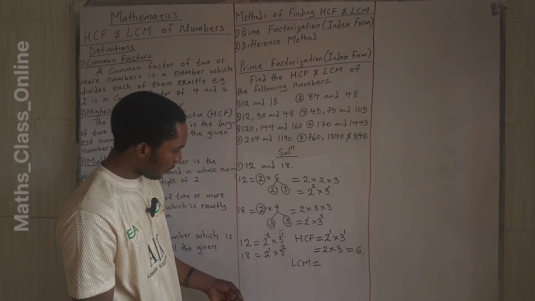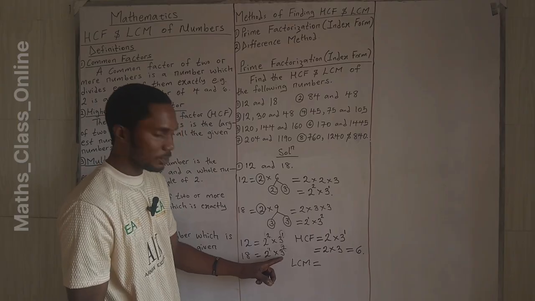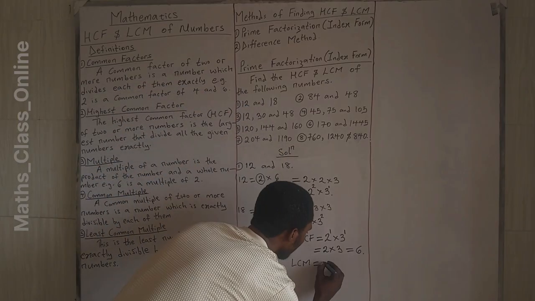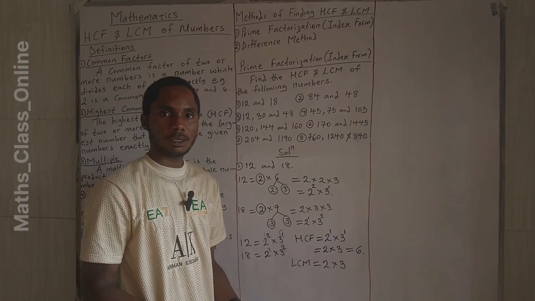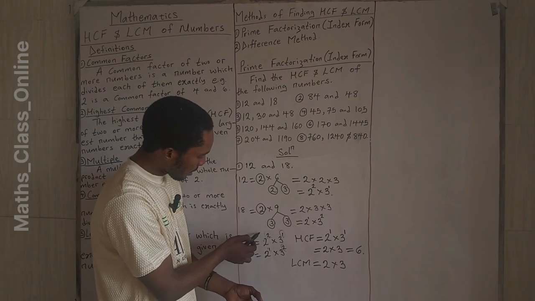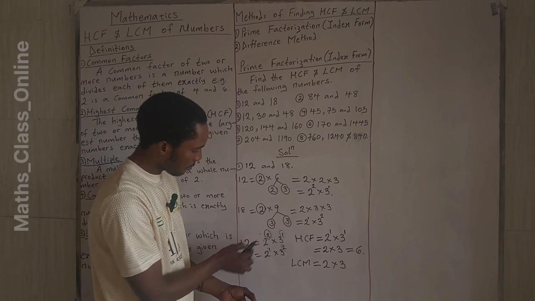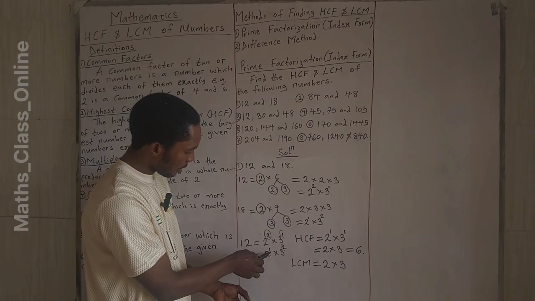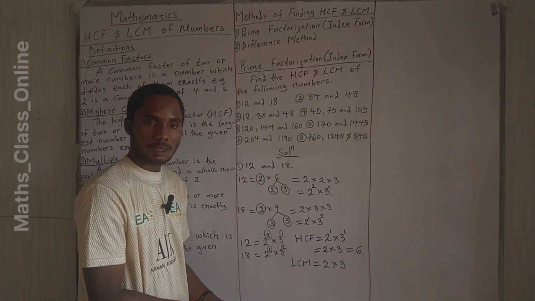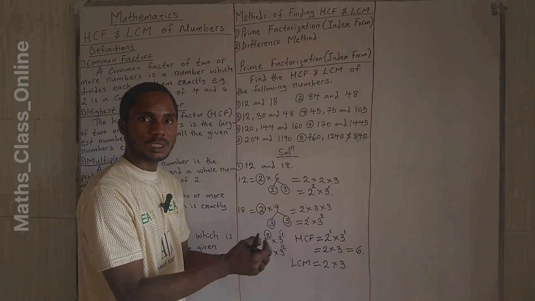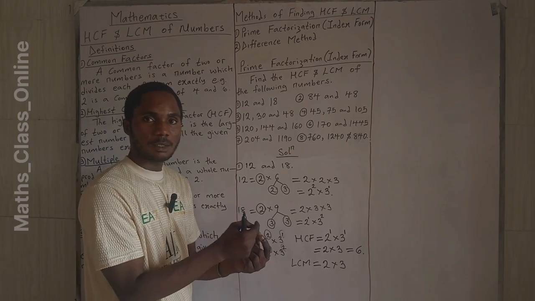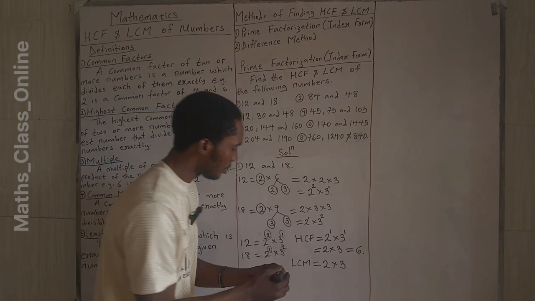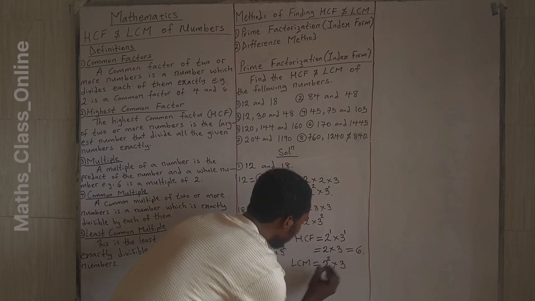Now the LCM is equal to, the numbers we have here are 2 and 3. We have this one to be 2 and 3 also. So let's first of all write 2 times 3. Now the powers. The power of 2 here is 2. The power of 2 here is 1. Now which one is the greatest? The bigger number between 1 and 2 is 2. We will write this to be 2.